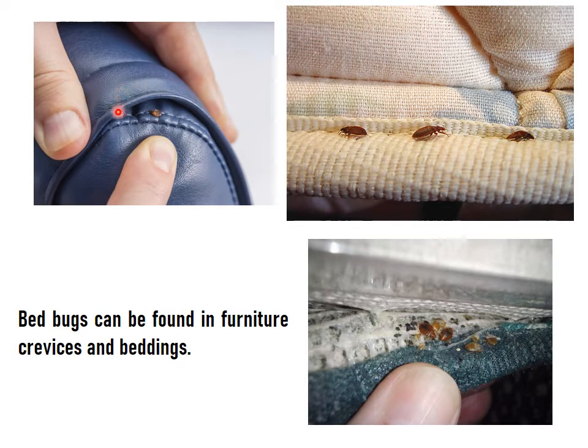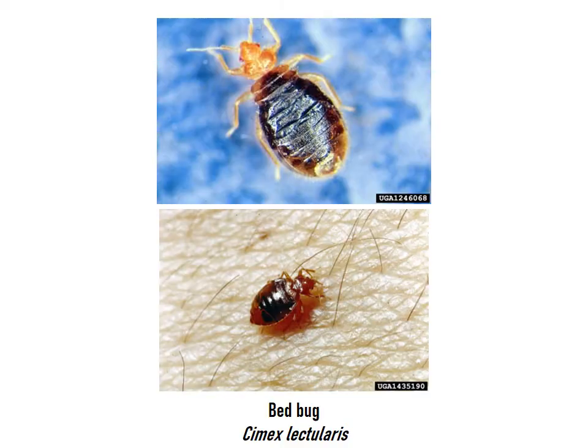This is where you can find bed bugs, at crevices or folds of the sofa. This is bed bugs walking on the folds of the mattress, and this is bed bugs as well at folds of mattresses. This is how bed bugs look, and this is how small it is, and it can be found on the human skin.